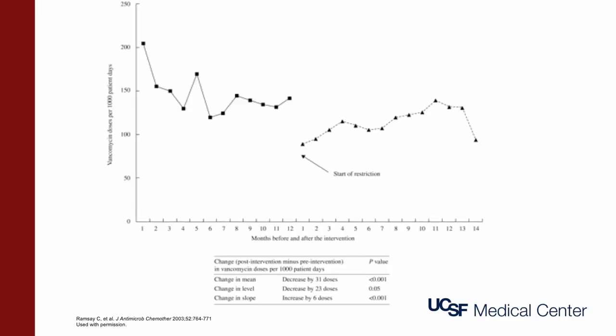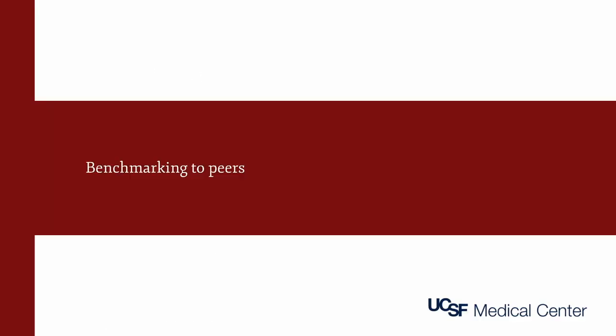The opposite effect can also be seen. In this case, the mean number of doses of vancomycin per 1,000 patient days decreased after an intervention to restrict its use. But the utilization was clearly downtrending before the intervention. While associated with a modest immediate reduction in use, the longer-term trend after the intervention was actually an increase in the slope of vancomycin utilization.